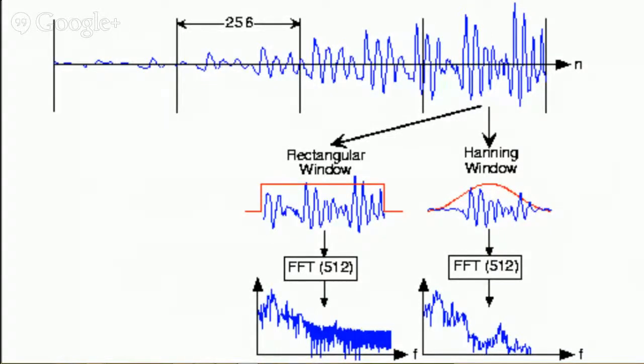So there are some different ways you can window it. If you have a rectangular window, then it won't do any transformation. Usually what you want is this thing called a Hanning window. The Hanning window tapers off at the end, so it kind of discards the data at the end, right? And then you do your FFT after that.